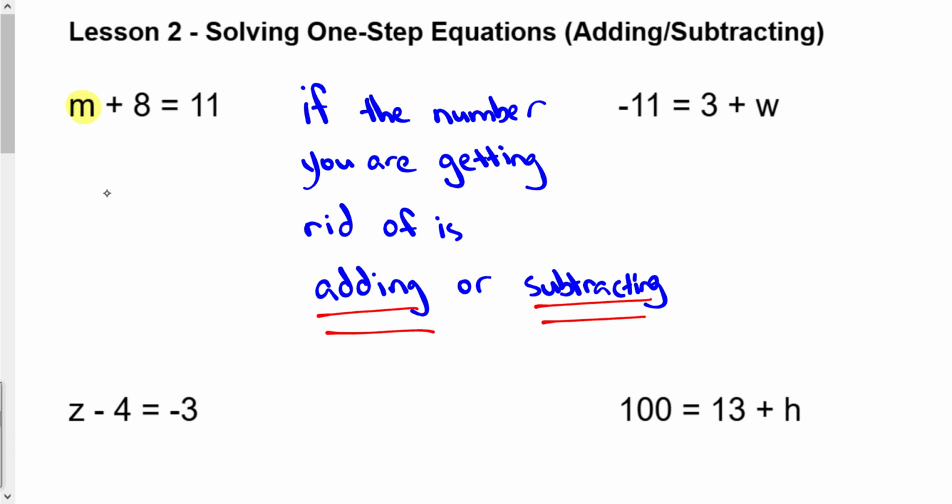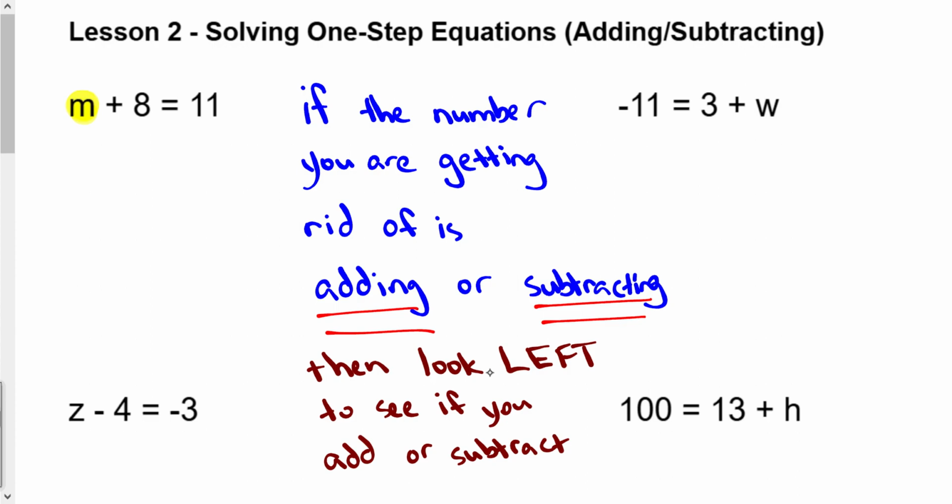So again, to recap, you find your variable like always. You go, I need to get rid of this number. What's it doing? It's adding. The moment that you see it's adding, or what's the other option? Subtracting. Then I need you to look to the left to see if you add or subtract. So let's go through the steps one more time. You find your variable. You know you need to get rid of the 8. What's it doing? It's adding. The moment you know it's adding or subtracting, I need you to look to the left.